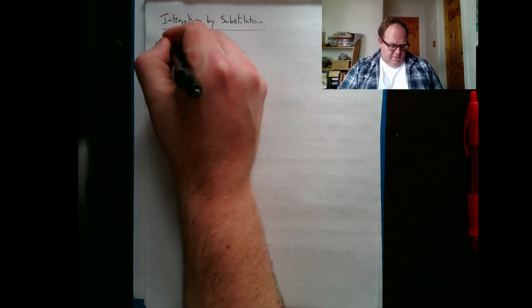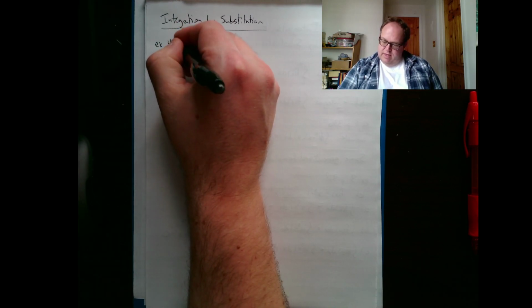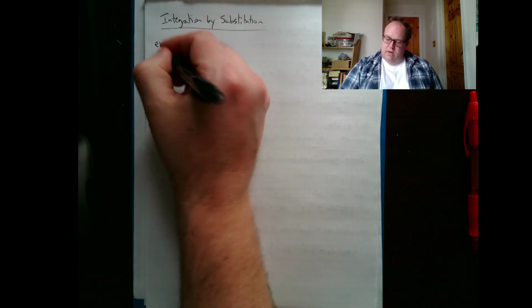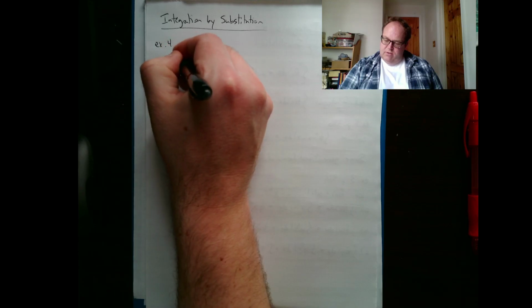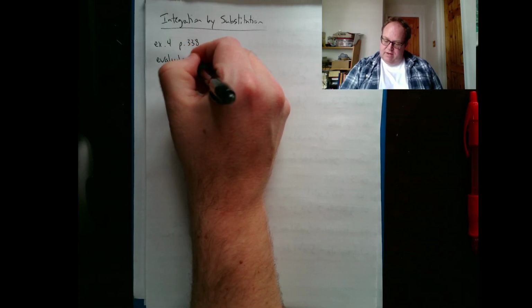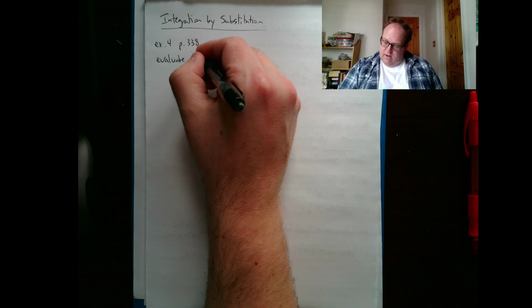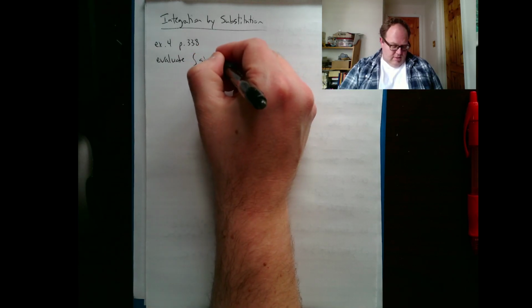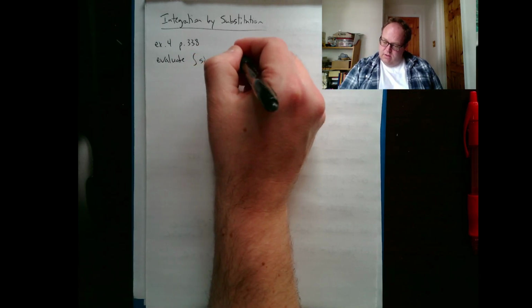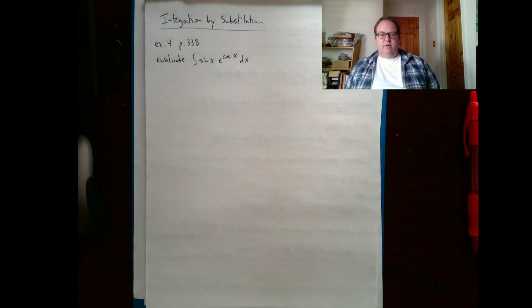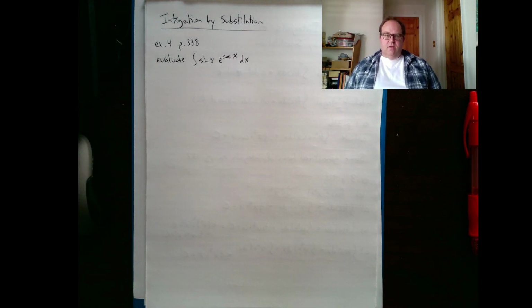This is example 4 on page 338. We are asked to evaluate the indefinite integral of sine x times e to the cos x dx, which looks like a big mess when you first look at it and think, how on earth am I going to find out what the antiderivative of that is?